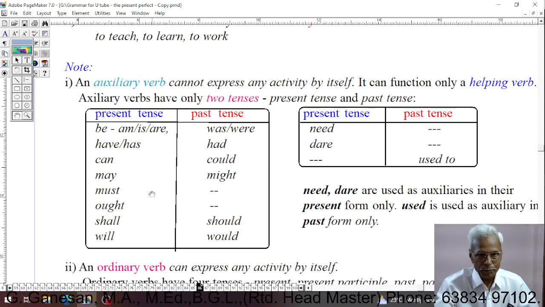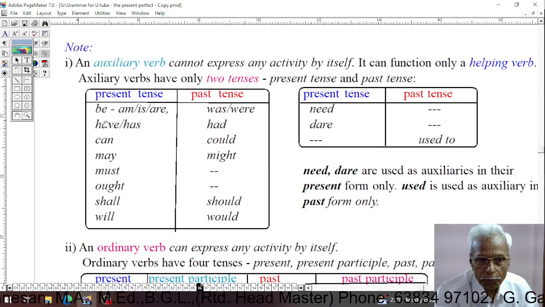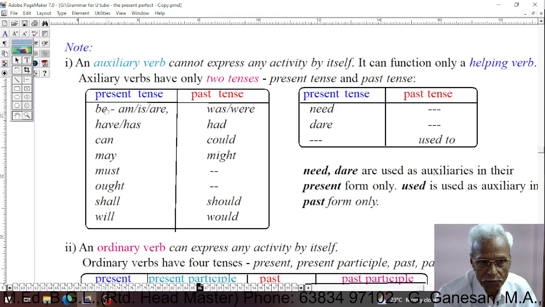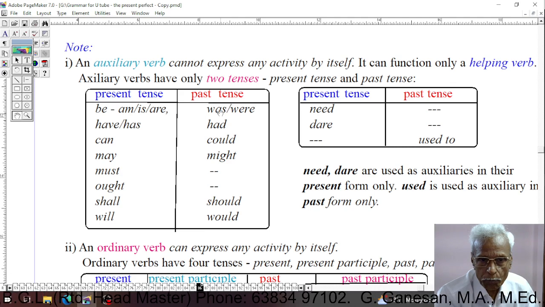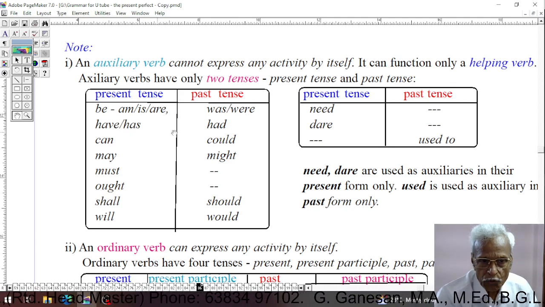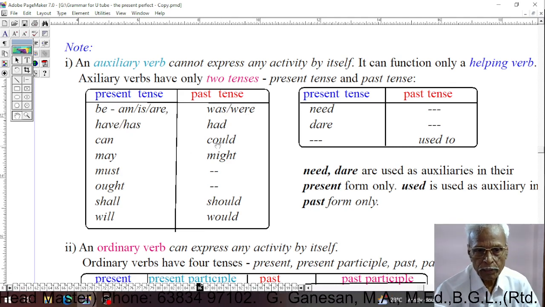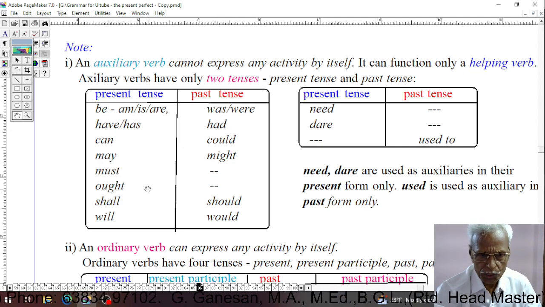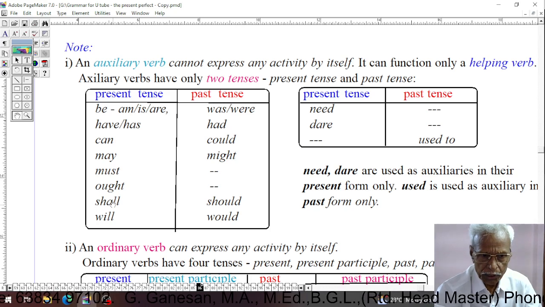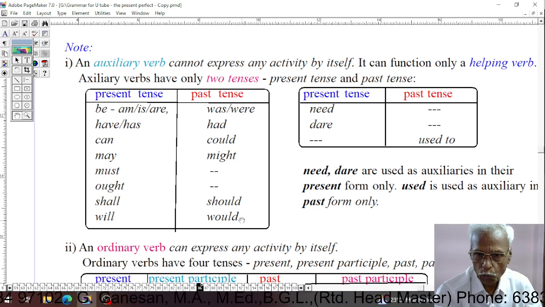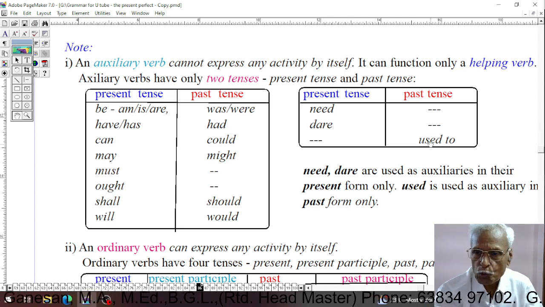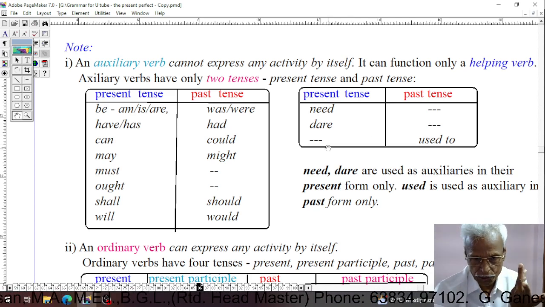Let us see here. Be verbs: be, is, are. These three are the be verbs. Past: was, were. Have, has, had. Can, could. May, might. Must has no past tense. Shall, should. Will, would. Need has no past tense. Dare has no past tense. Used to has only past tense, no present tense.